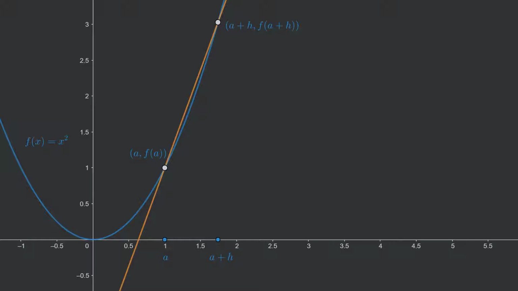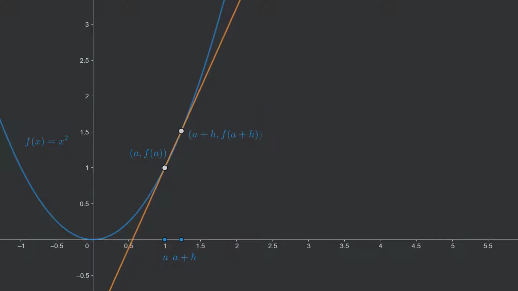A secant is a straight line which goes through 2 points on the curve. First, the point in question, which is a, f of a, and second, some point which is further right, which is a plus h, f of a plus h. If we now let h tend to 0, the sequence of the secants converges to the tangent. Accordingly, the sequence of the slopes of the secants converges to the slope of the tangent.